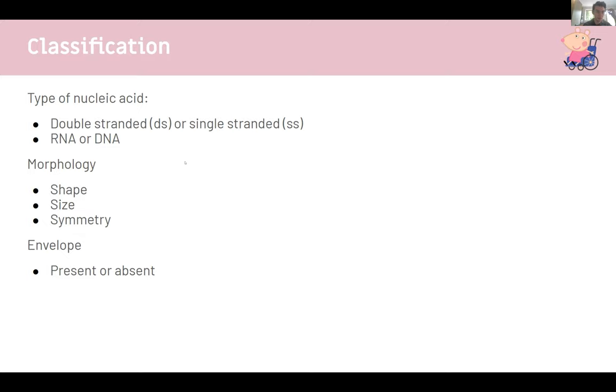There are types of nucleic acid. There are different ways to describe different viruses depending on whether they have RNA or DNA. Viruses can't have both RNA and DNA. These can either be double-stranded or single-stranded. And this is important for the classification. And you're also going to define them based on their morphology. Does anyone know what morphology means? It means appearance. So their shape, their size, their symmetry, whether they have an envelope, which is that lipid bilayer, which can be present or absent.